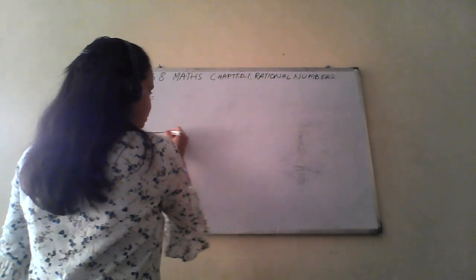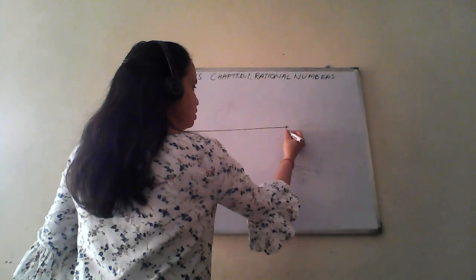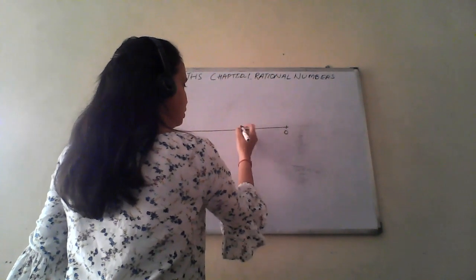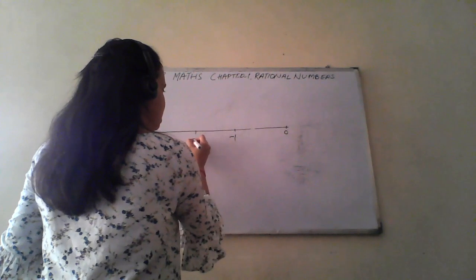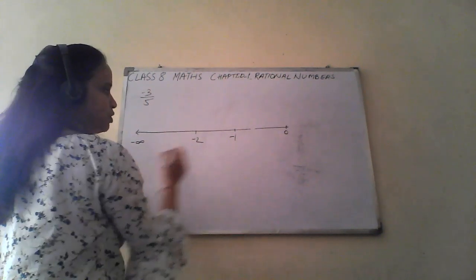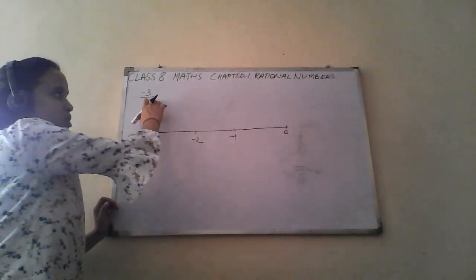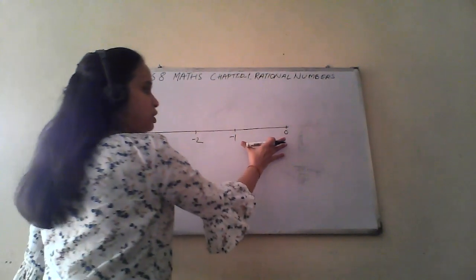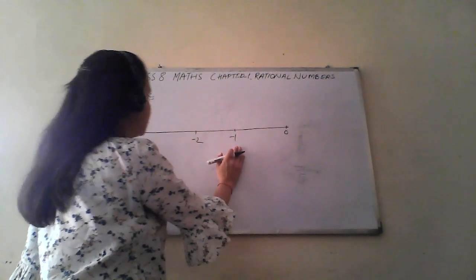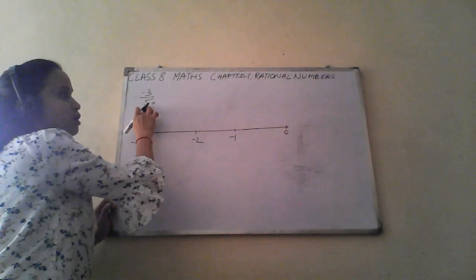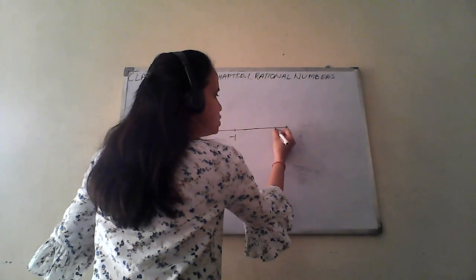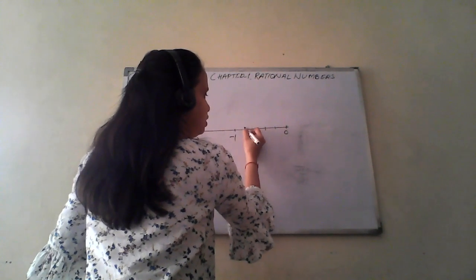So we have 0 here. We have minus 1, minus 2. Here it is minus infinity. So this value of fraction is less than 1. So we have to divide this 0 to minus 1 section into 5 equal parts by looking at the denominator. So this is 1, 2, 3, 4 and 5.